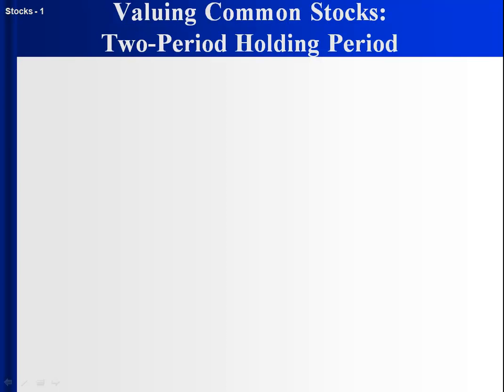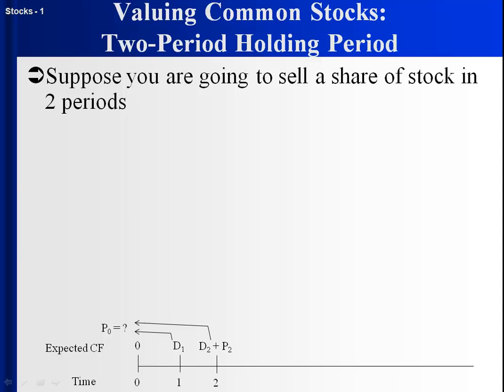Let's think about now selling the stock in two periods. Suppose you were going to do that. Then what would your expected cash flows be? In one period, you would expect D1. In two periods, you would expect D2. And then you would sell the stock and you would expect to sell it for P2.